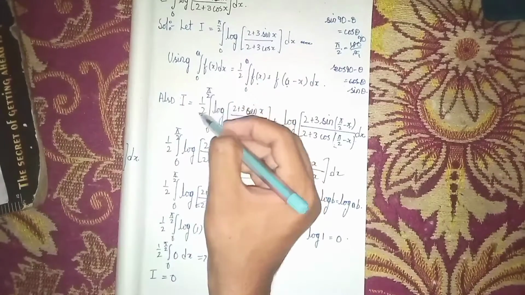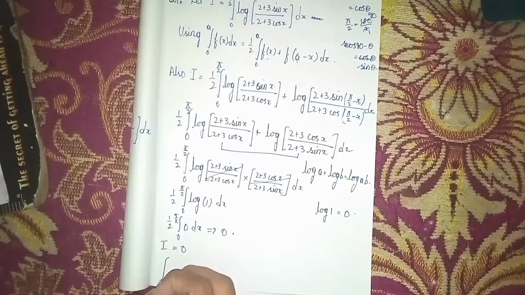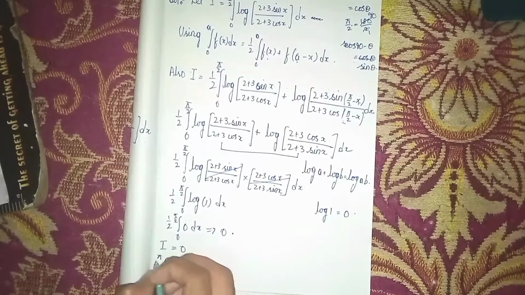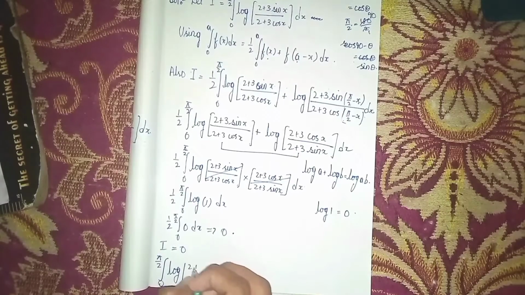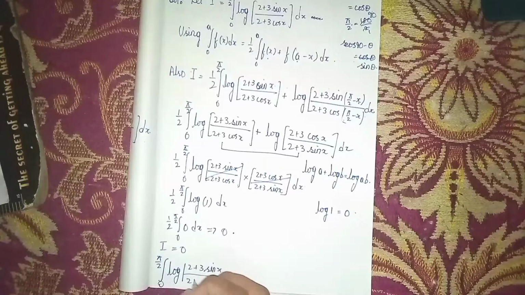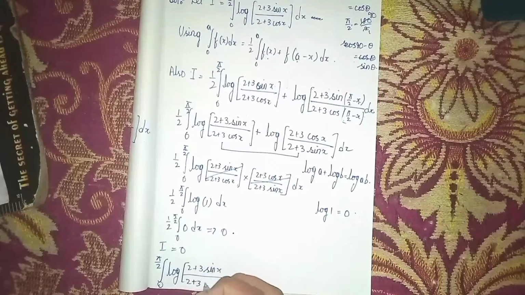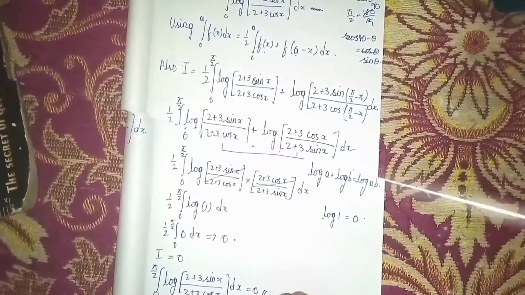We took the integral as I, so I is equal to 0. At the end, what you have to write is the question as it is: the integral from 0 to pi by 2 of log of (2+3 sin x)/(2+3 cos x) dx is equal to 0. This is our answer.